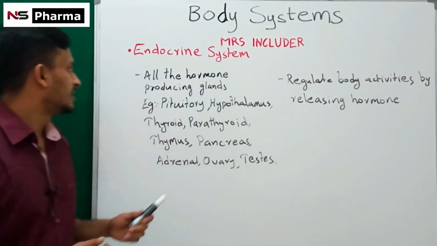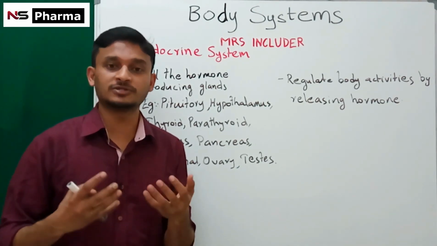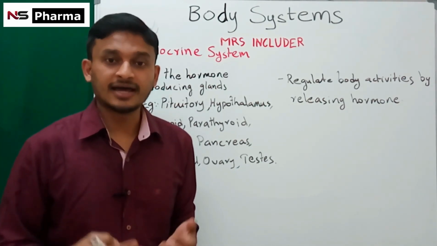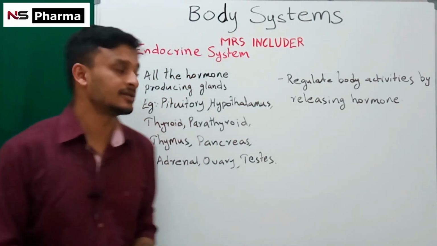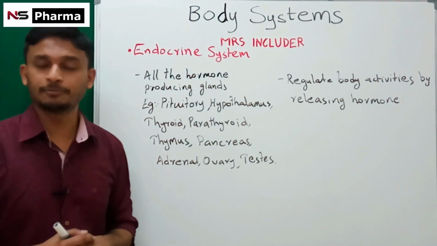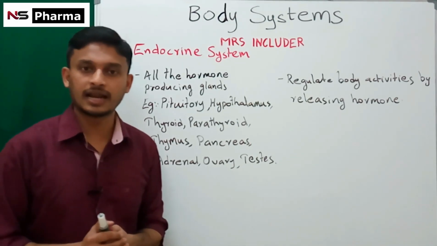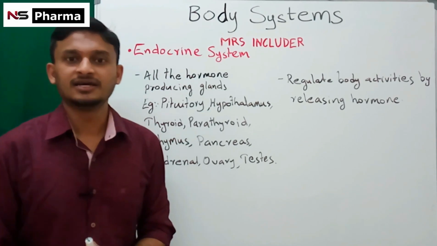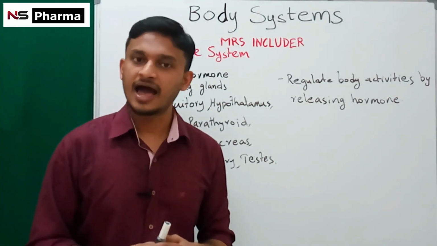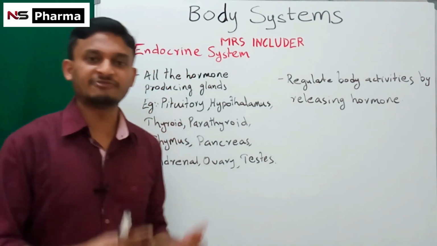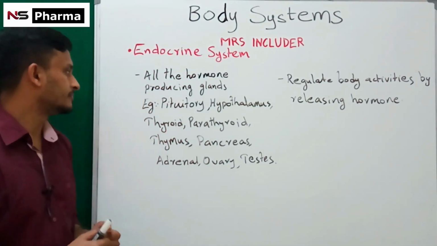The endocrine system includes all the hormone producing glands. All the glands which produce hormones are the endocrine system. Examples are pituitary gland, hypothalamus gland, then thyroid gland, then parathyroid gland, thymus gland, then pancreas, adrenal gland, then testes and ovary. These are the different glands which produce hormones in our body.